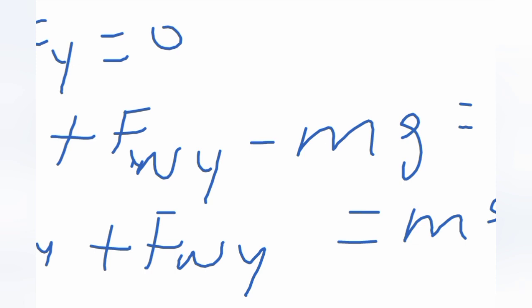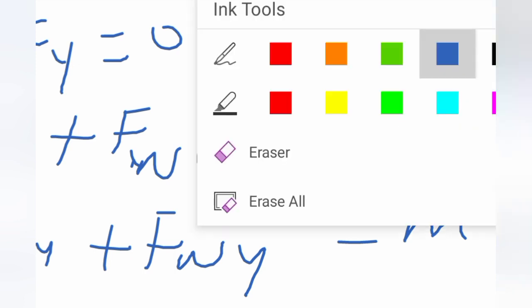Next, we proceed to the second condition of equilibrium: the summation of torque is equal to 0. We have finished the first condition of equilibrium, where we talked about tension. Now we go to the second condition of equilibrium. Since the system is in equilibrium, the summation of torque is equal to 0.